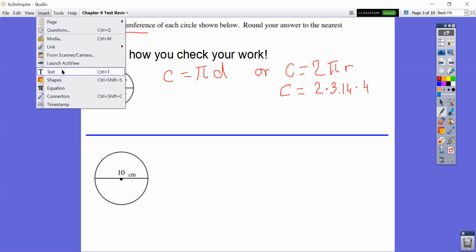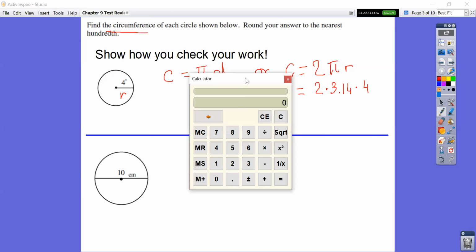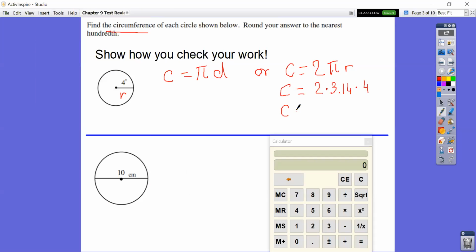So the other way, let me put it down. I think it's about 25.12. So let's see if I am right. 25.12 units. Okay, let's double check. 8 times 3.14. Yes, 25.12 units. All right, another one.